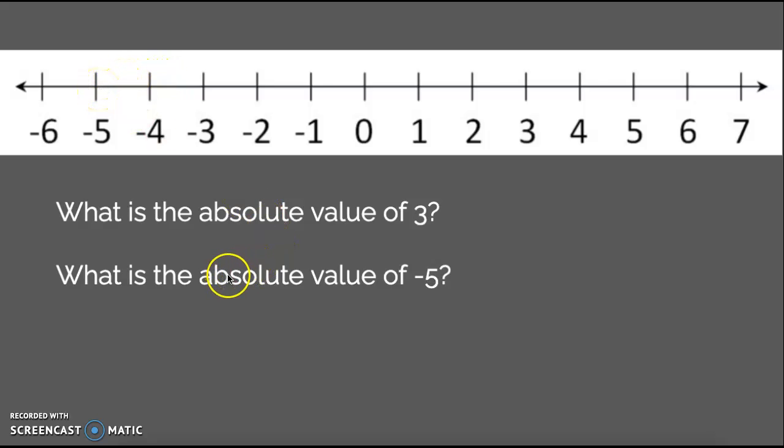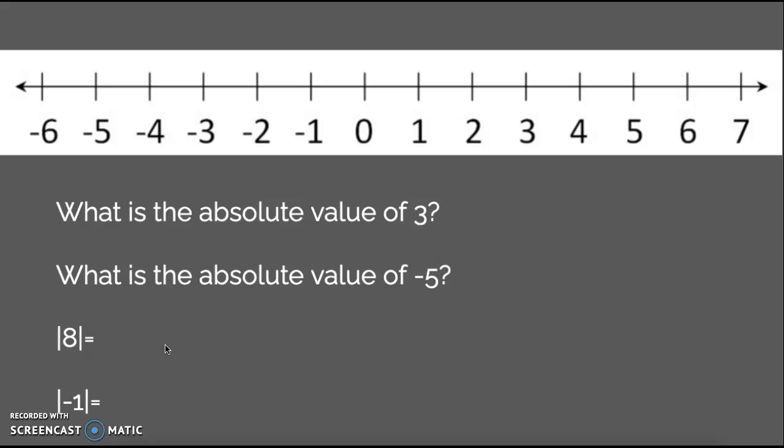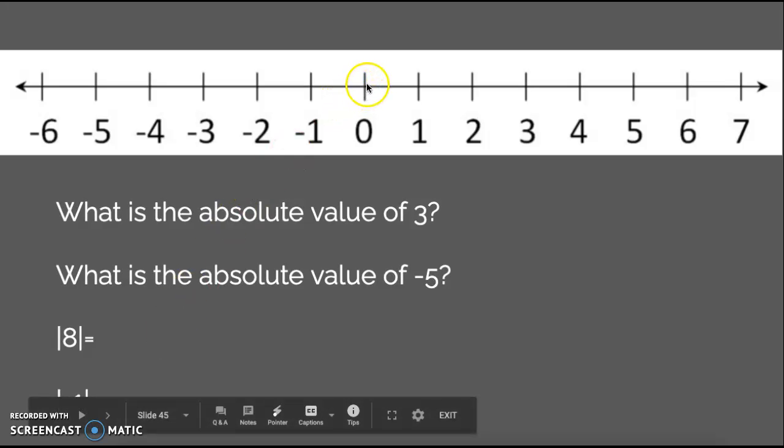Now we don't want to write out absolute value every time, so our shorthand, our symbol, is these lines, these brackets. Those mean absolute value. So this right here is saying what is the absolute value of 8? It would be 8 jumps from 0 to 8. And this is what is the absolute value? Sorry, it's covered up right now. What is the absolute value of -1? So 0 to -1. The absolute value of -1 is 1.